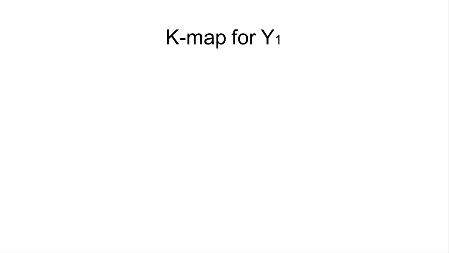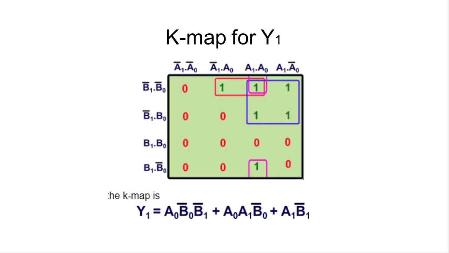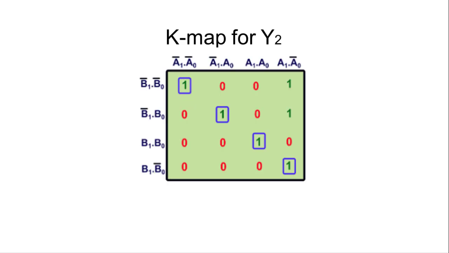Then for Y1 this is the K-map we have. There are two pairs and one chord, and this is the equation of that particular K-map. Then finally for Y2 we have this, and if we solve this, we get Y2 equal to A1 XNOR B1 and A0 XNOR B0.